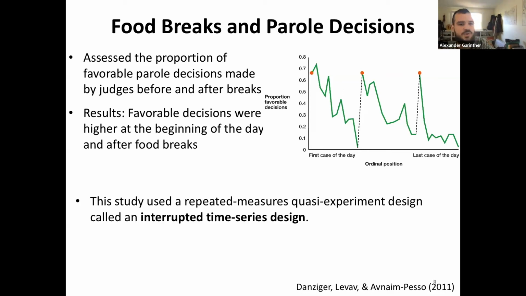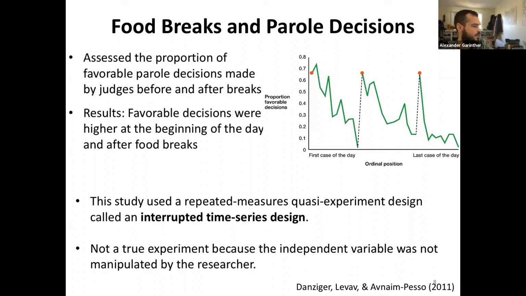And it does so in this real world context where we can learn something interesting about how parole decisions are made. It's not a true experiment because the independent variable was not manipulated, but instead it looks at this naturally occurring independent variable of time of day, which is inherent in the process of granting parole decisions. This is the way they're done. A judge might hear 12 of them over the course of the day.